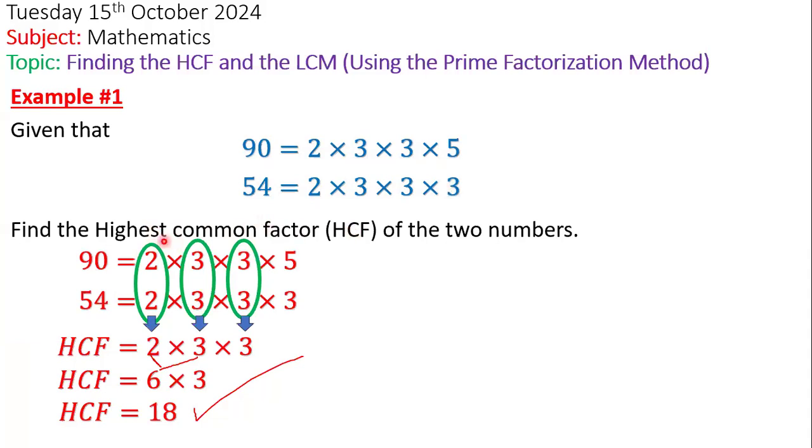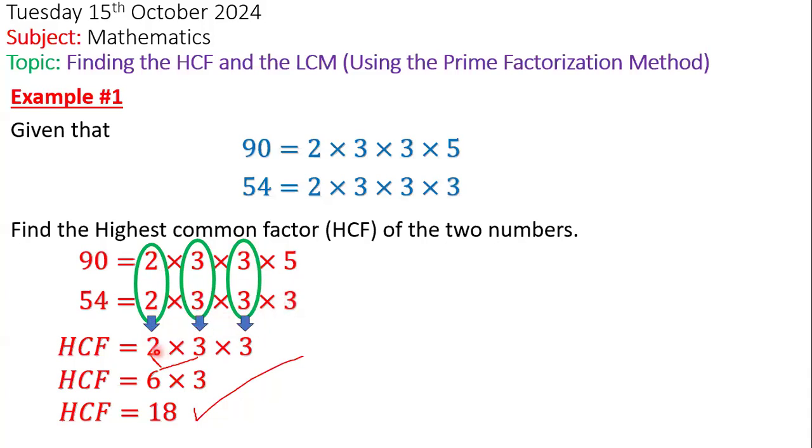So what we're going to do is group the ones that are common. We group the 2, and that counts for 1, 2. We group the 3s, and that counts for 1, 3. And we group this 3, and that counts for 1, 3. We do not worry about the 5 and the 3. All right, that makes sense?